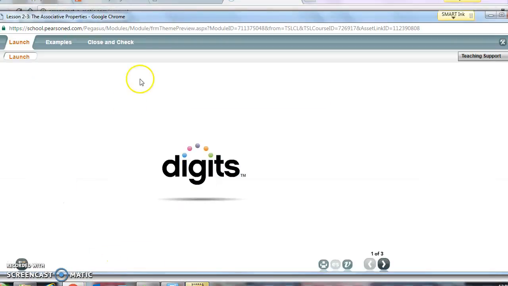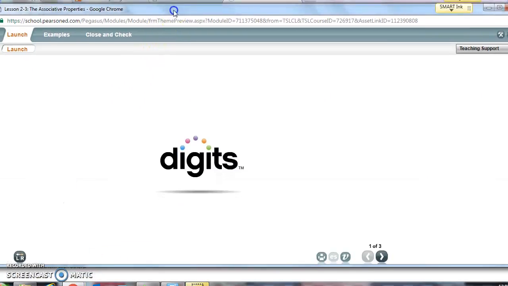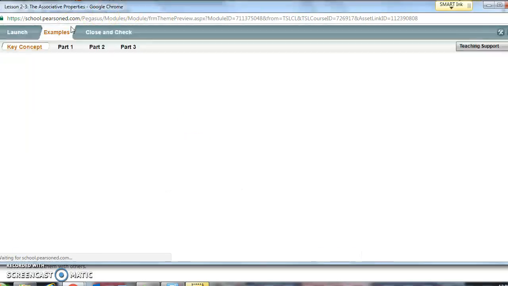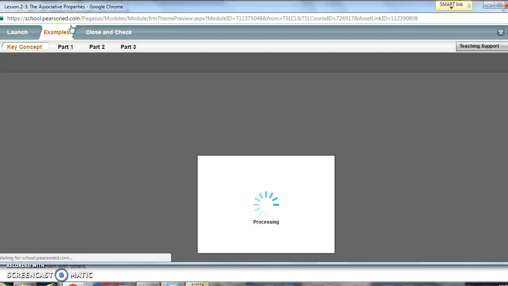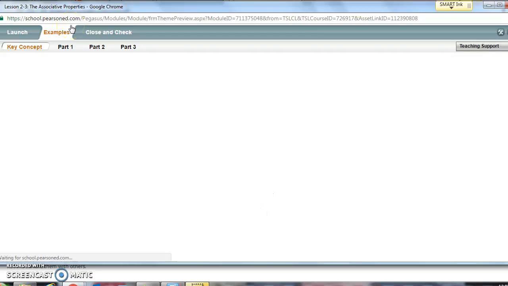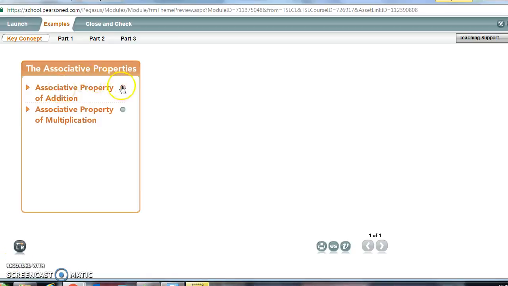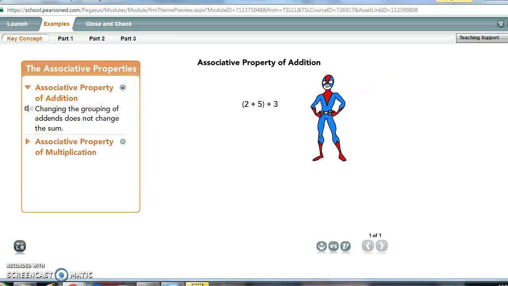So next we're going to be looking at 2.3, which is about the associative property. Let's look at the key concept. Associative property of addition.